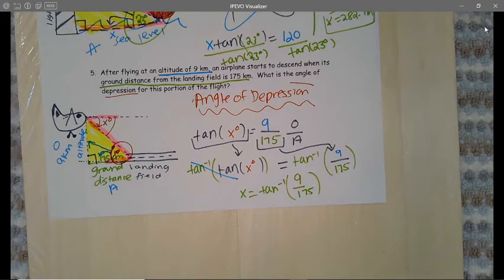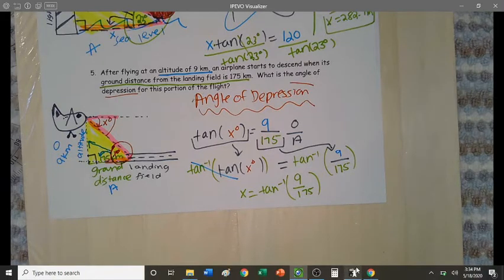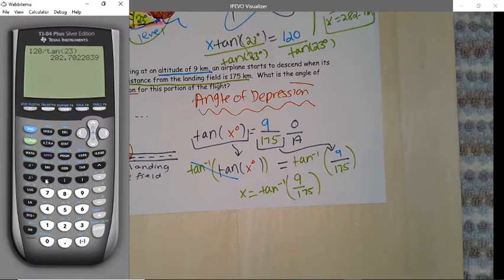All right, last step. Let's type this into our calculator. Don't forget, make sure your calculator's in degrees, which my calculator is. So I'm going to hit second tangent to get the inverse tangent, and then 9 divided by 175. So the angle of depression when the airplane is descending, let's just round to the nearest whole degree. That 0.9 will bump up my 2 degrees to 3 degrees.